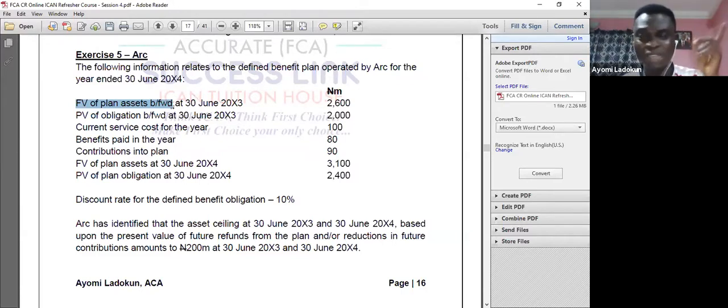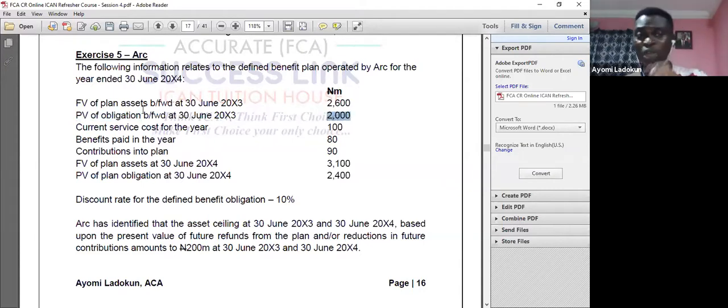Where's my asset at the beginning? You're just struggling. But here he said present value. Oh, sorry. Fair value of plan asset brought forward. He has done it for me. So he said it's 2,600. And of course, PV of obligation is 2,000.